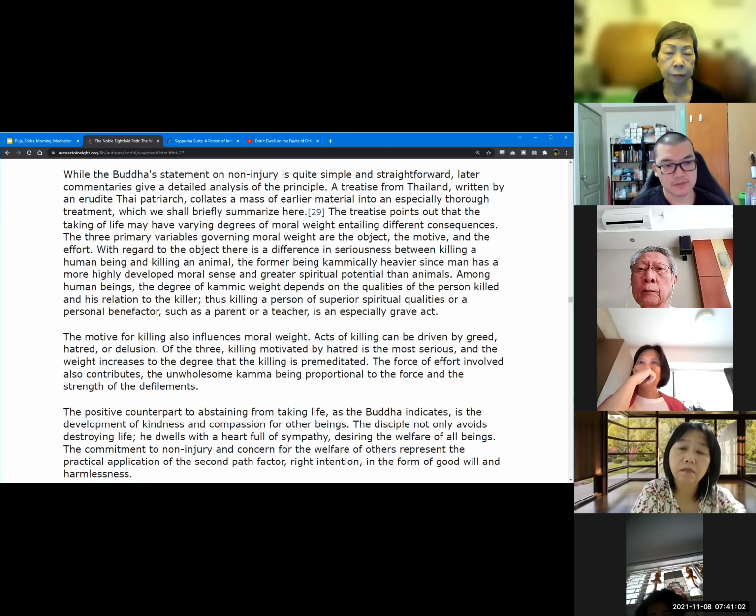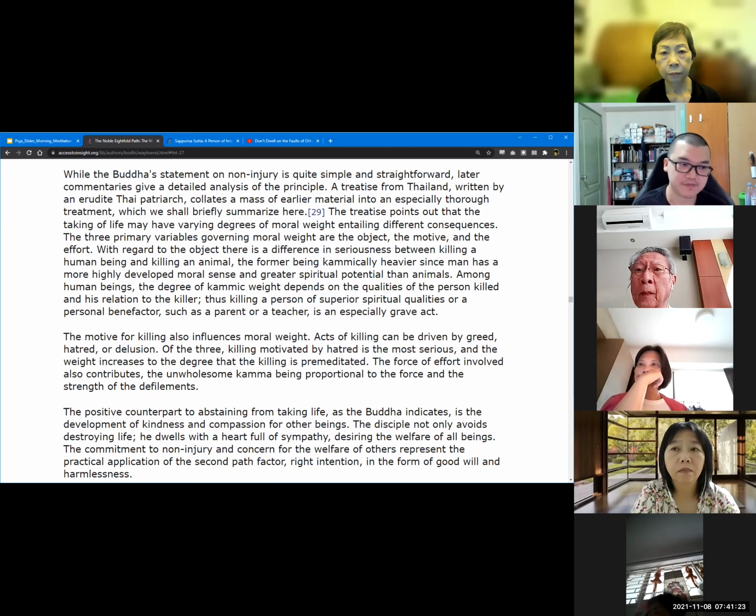With regard to the object, there is a difference in seriousness between killing a human being and killing an animal, the former being karmically heavier, since man has a more highly developed moral sense and greater spiritual potential than animals. Among human beings, the degree of karmic weight depends on the qualities of the person killed and his relation to the killer. Thus, killing a person of superior spiritual qualities or a personal benefactor, such as a parent or a teacher, is an especially grave act.